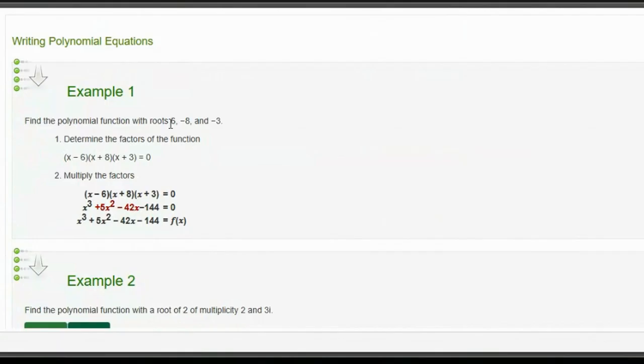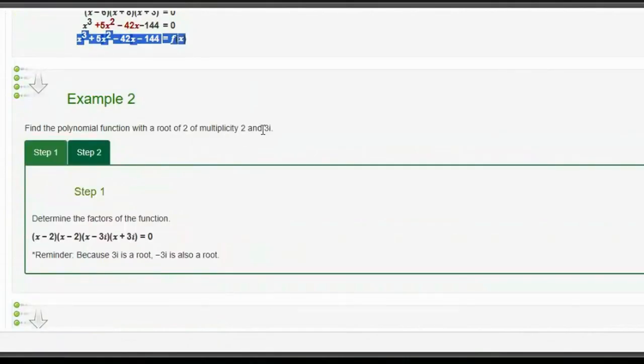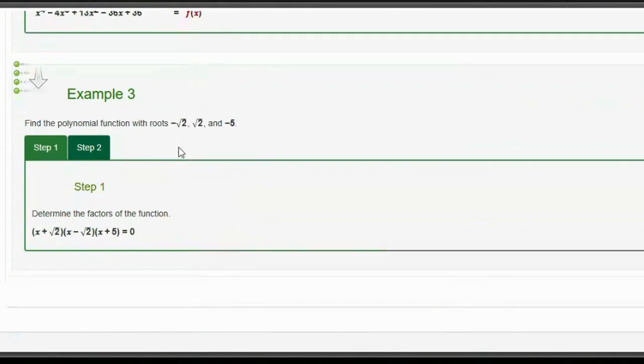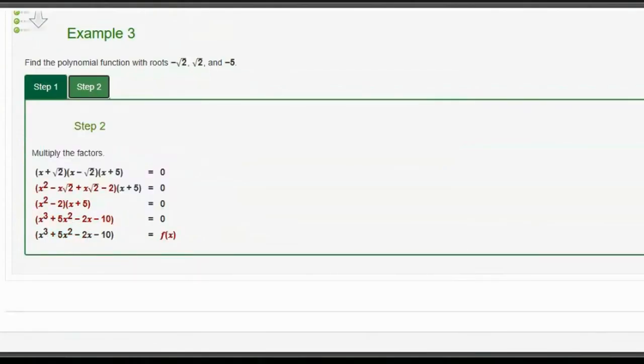And going the other direction, if you have the roots, you can turn those into the factors and multiply them together to get the original polynomial. The only tricky part is remembering that if there is a complex root, an imaginary root, you have to have its partner. 3i would also be -3i. -3i is also a root. They come in pairs. Step 2, multiplying all that together. And then if you have square roots, you just set up x plus the square root of 2, x minus the square root of 2, and then multiply those together.